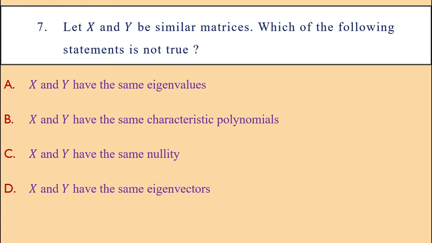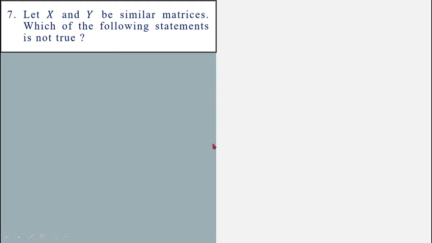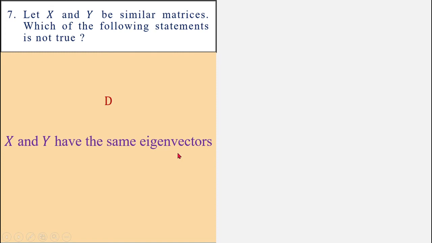As I have already told you, when we have two similar matrices, their rank and nullity are also the same, so option C is correct, but we want the incorrect statement. So the incorrect statement is statement D, that is x and y have the same eigenvectors.